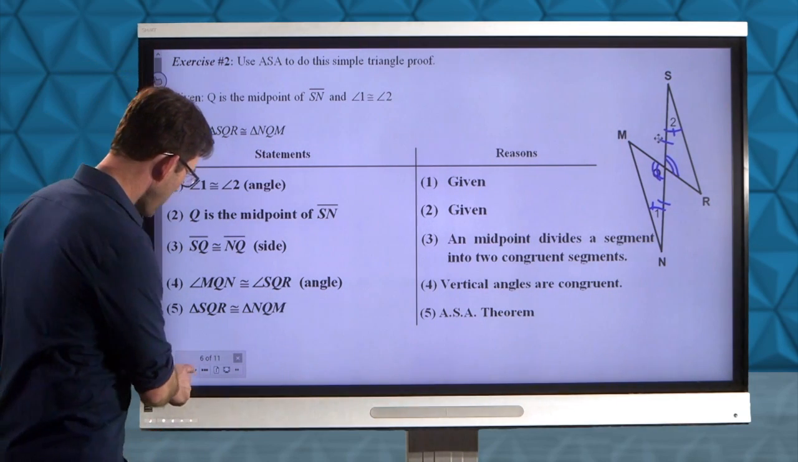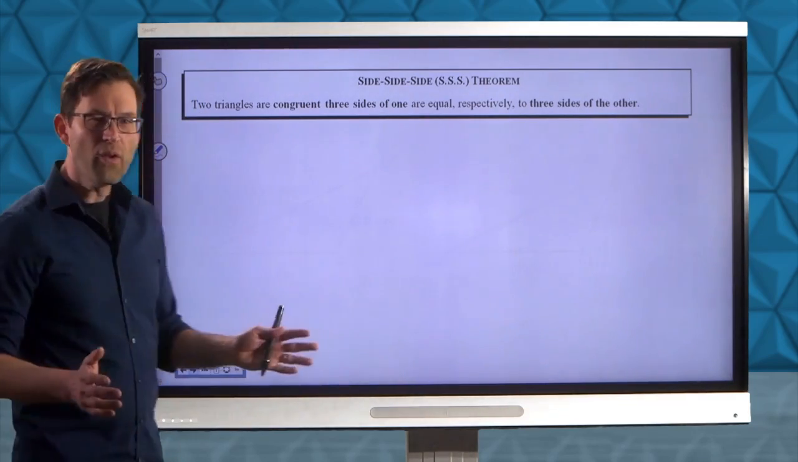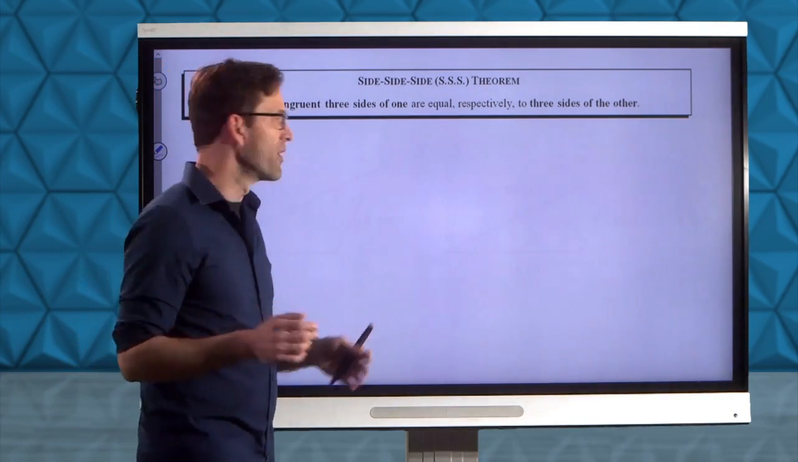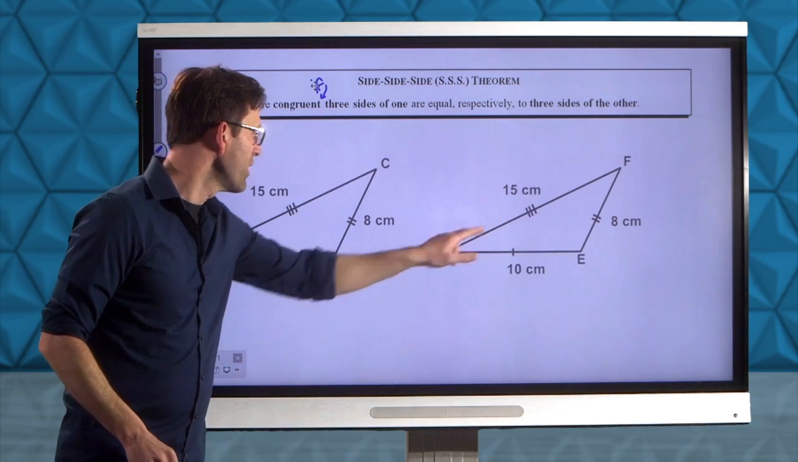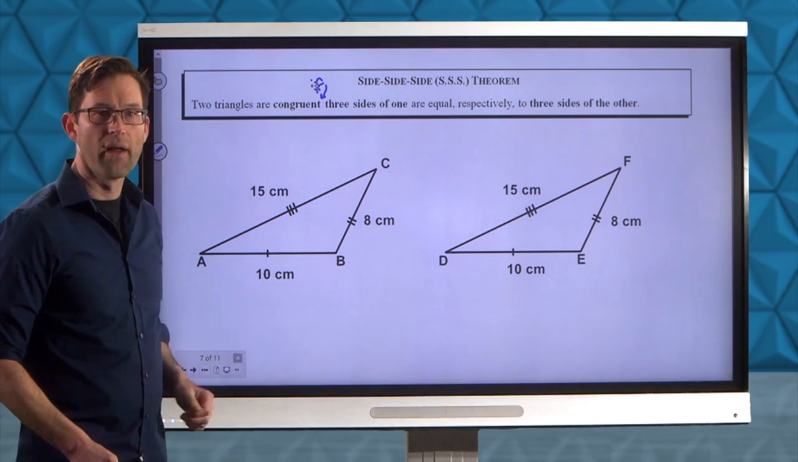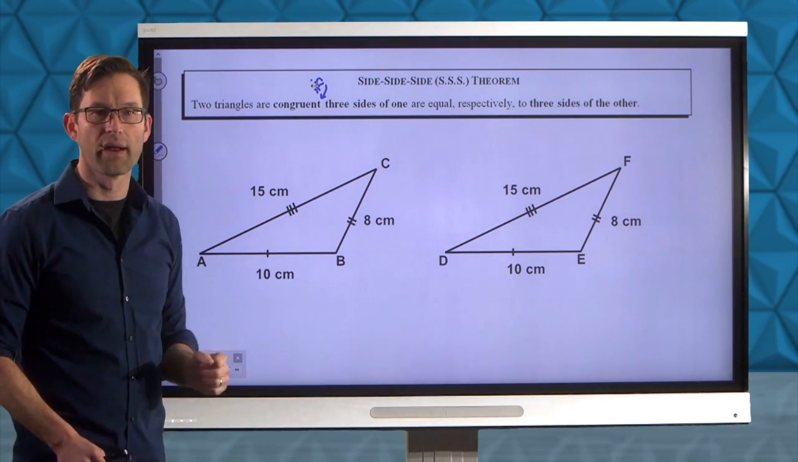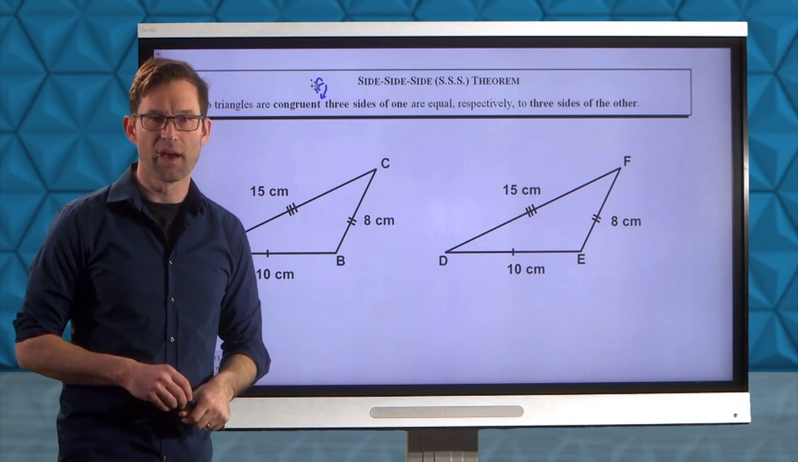Okay, let's move on. The final theorem is the side-side-side theorem. Let's take a look. Two triangles are congruent if three sides of one are equal, respectively, to three sides of another. In other words, if I know that three sides of a triangle have the same lengths as three sides of another triangle, those two triangles must be identical.